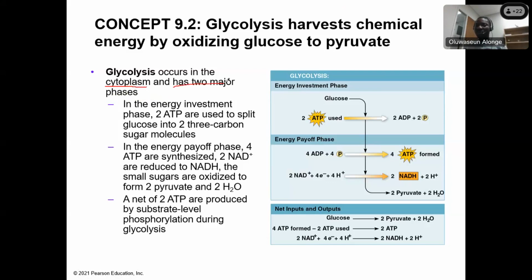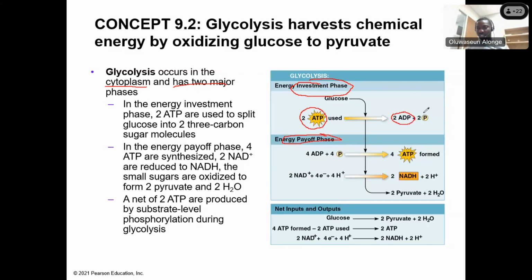And it has two phases. The first phase is the investment phase. The investment phase. And the second phase is the profit phase, or payoff phase. That is the second stage. Now, in the energy investing phase, what is going to happen? You are going to use 2 ATP, which obviously means you spend the ATP. Now you are going to have 2 ADP left in the system.